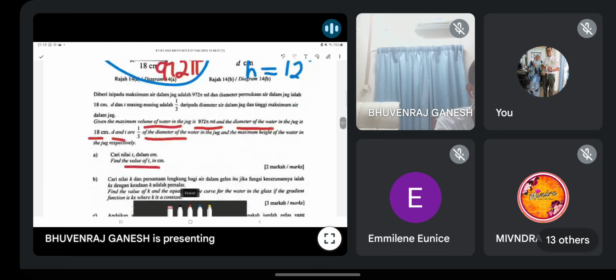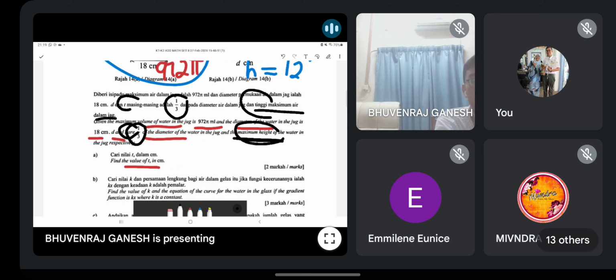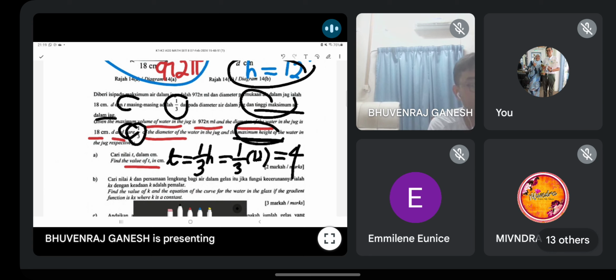And then the question tells us 1/3 of the maximum height is your T value. Okay, you have to read the statement. T is 1/3 of the maximum height of the water. So that's why T equals 1/3 H, which equals 1/3 of 12. Because H is 12. Okay, so you will get 4.